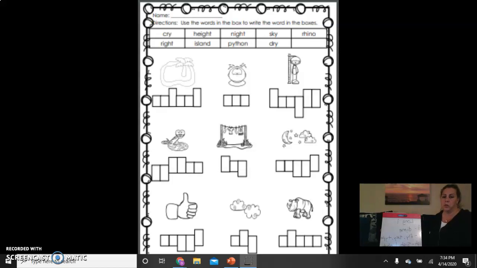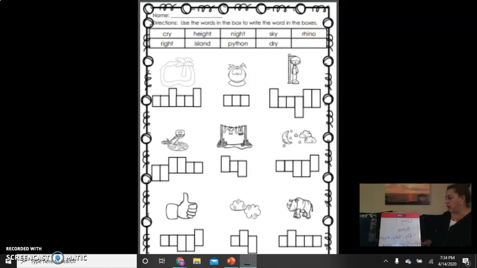Yesterday, Miss Sylvester worked with you on the long I sound and explained a lot of the different rules that we use for spelling words with the long I sound. So I'm going to do a quick review and then show you the two different activities that you can complete for today. So we know that the long I sound can be spelled either with an I, a Y, or IGH.